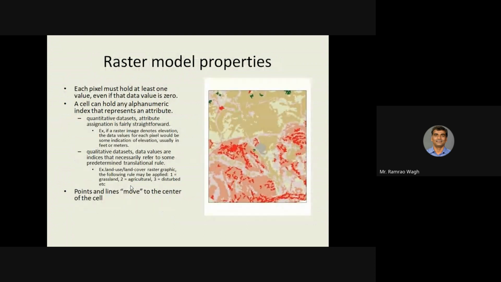Now suppose this particular imagery, which is some land use image, could be a satellite image or something of that sort. If I have this entire image, I need to represent it in a raster in the form of squares, right? Each cell can hold any alphanumeric index that represents an attribute. It could be quantitative or qualitative also. So if it is elevation, I can put some data like a floating point number or real number into this, in meters or feet or whatever.